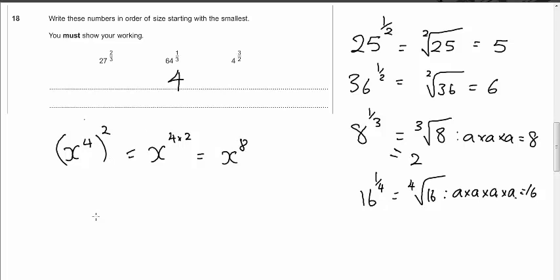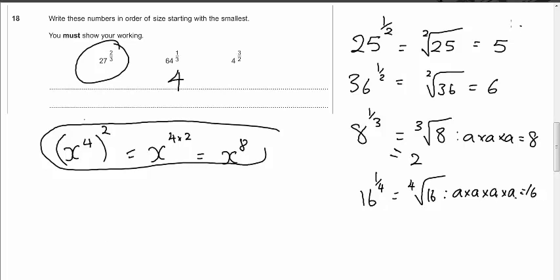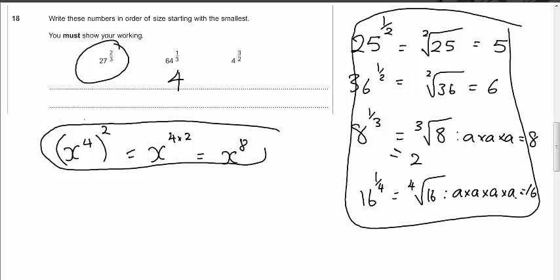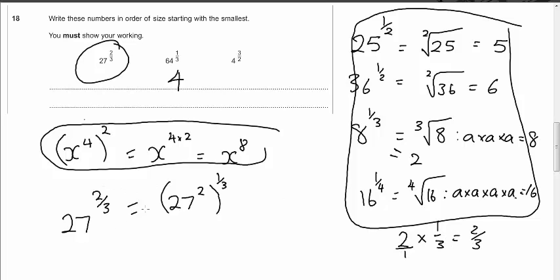By the same logic, let's have a look at this. We're going to use this rule and this rule, these rules combined, and that's how you deal with these 2 over 3s and stuff like that. So you have to understand this. 27 to the 2 over 3: can you see it can be written like this? That would be a valid way, because think about it: if I times 2 by a third, I'll get 2 over 3, because we now have to multiply. So that's one way I could write it.